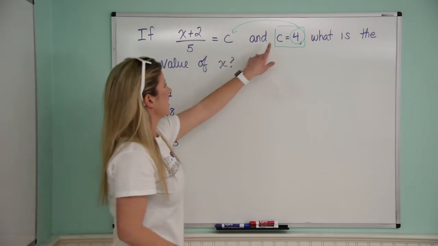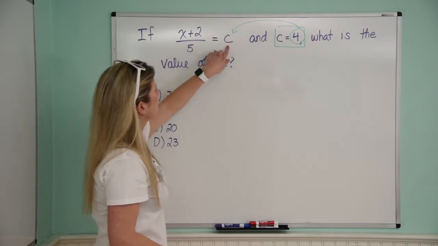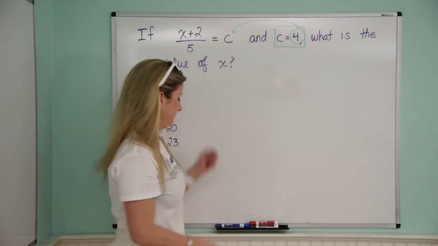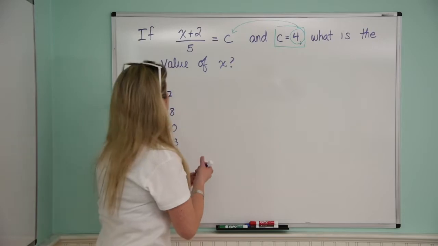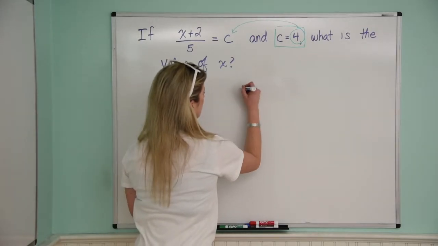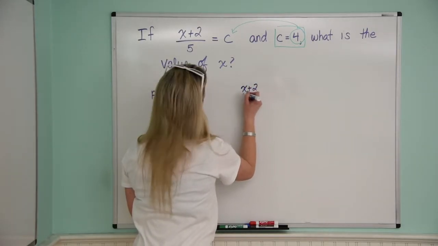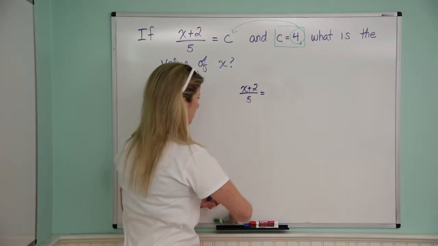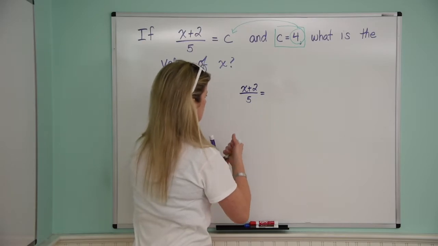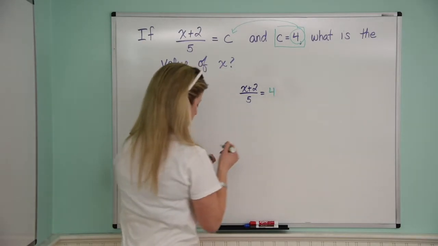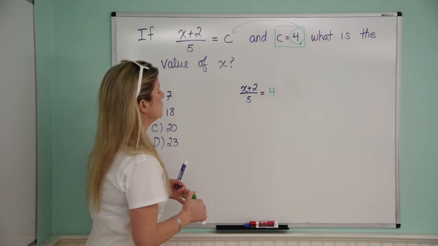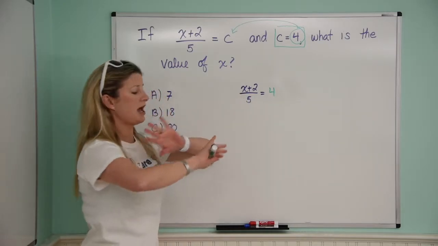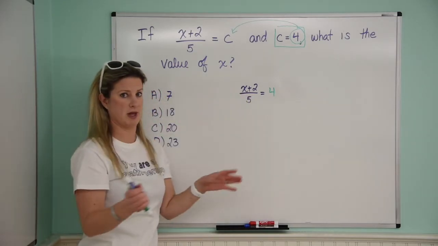Because c equals 4, we can replace c with the number 4. So I am going to write that down here. We've got x plus 2 divided by 5 equals 4. Now we want to solve for x, which means we need to get everything that's near x away from it.